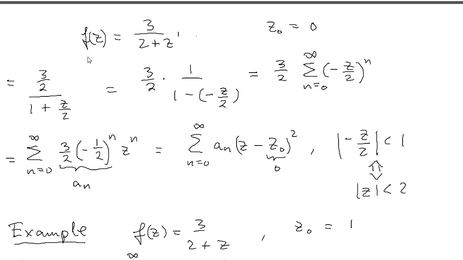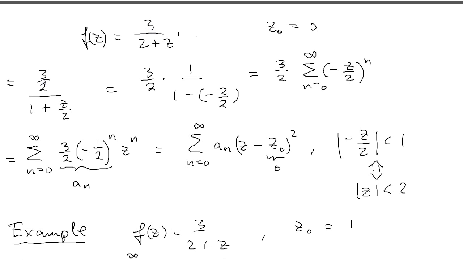Let's consider another example. In this case, the function f of z is equal to 3 over 2 plus z. And we want to find the Taylor series in the case when z0 is equal to 0. That means the Maclaurin series. In this case, we also see that this function is in some sense equal to some geometric series, but we have the feeling of this, but how can we prove it?